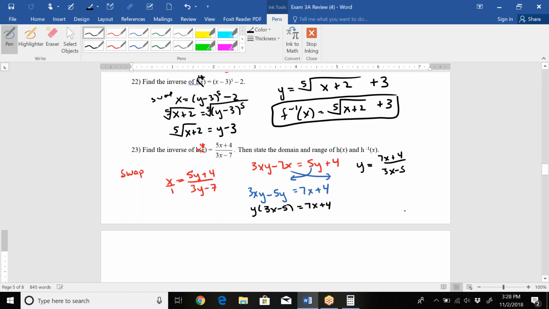And then we're going to write that using inverse notation. So h inverse of x is 7x plus 4 over 3x minus 5. So there is my function notation.